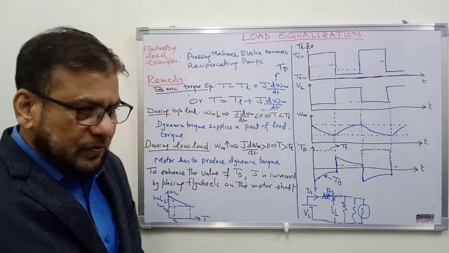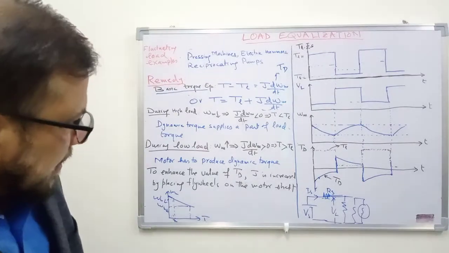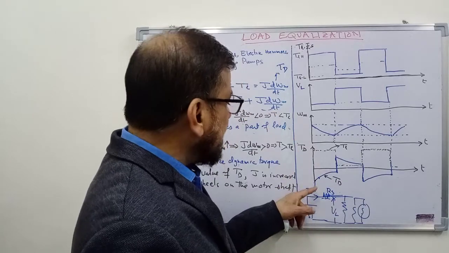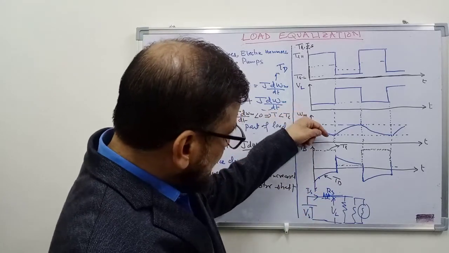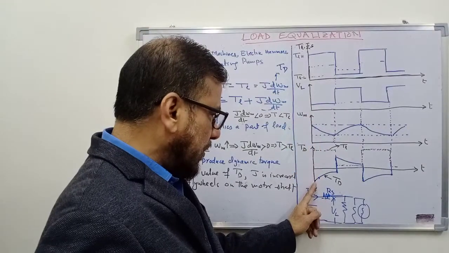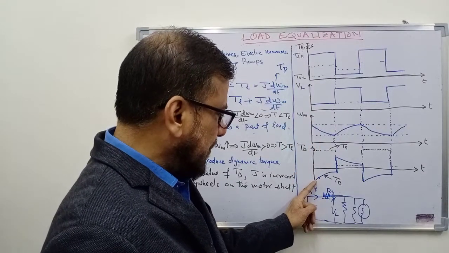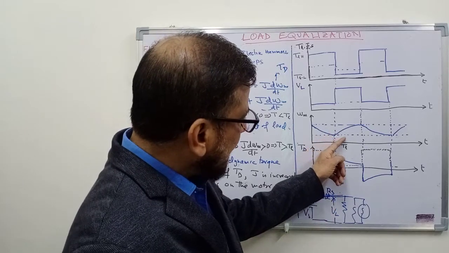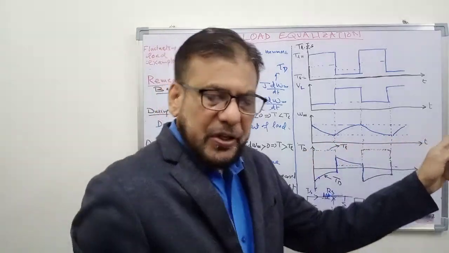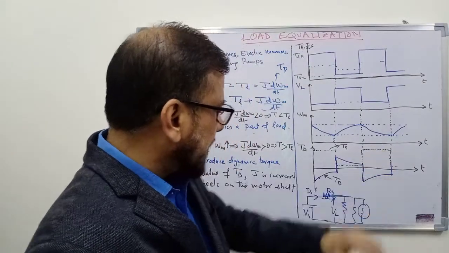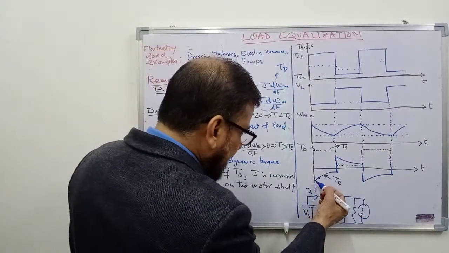So what will be the shape of the dynamic torque? Dynamic torque, which is J d omega m over dt. So in this interval, it is decreasing, negative. So dynamic torque is negative, and it reduces. And after some time, if the speed settles to a new steady state speed, it will become constant after that. It will become 0 after that. So this is the dynamic torque.